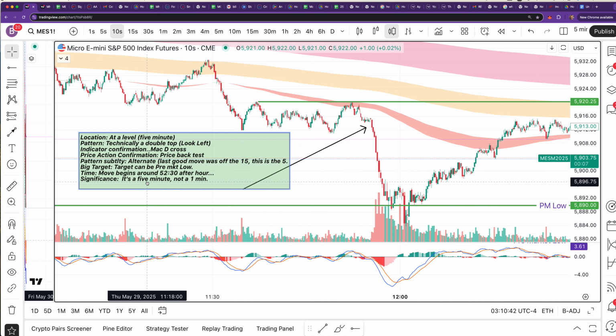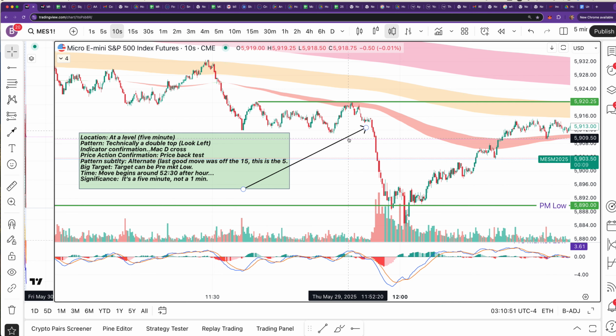Also, time. What time of day is it? Lots of moves start at 52 and a half after the hour. I don't know why that is, but it is. That is true. This one kind of touched in to the line right at 52 and a half after the hour.